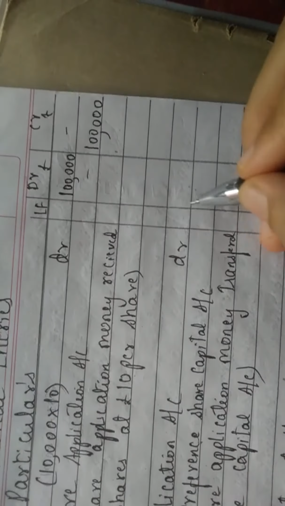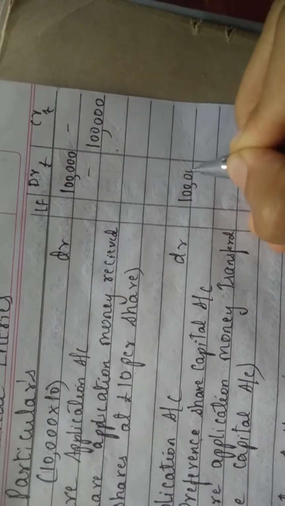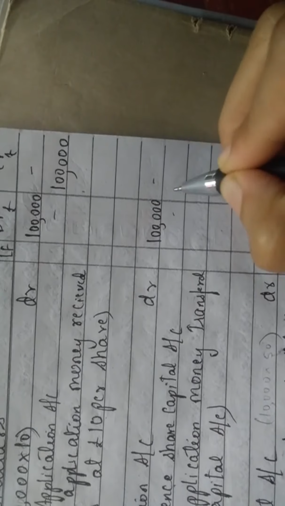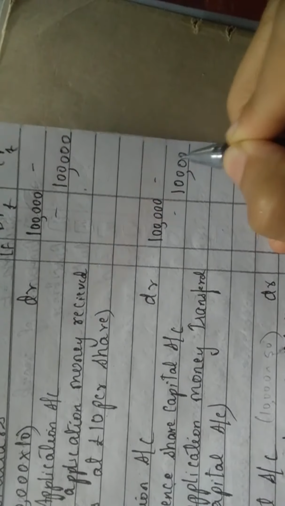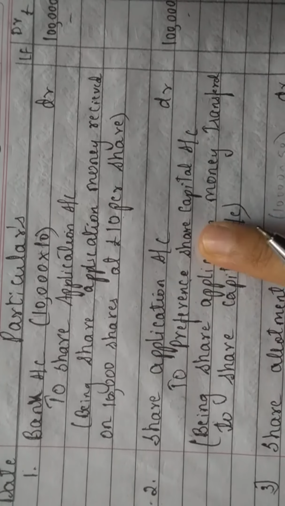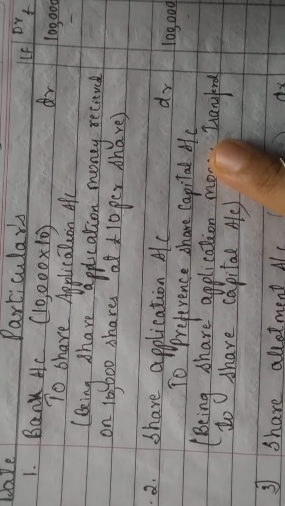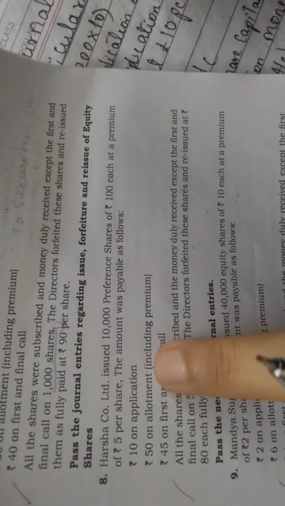Always the same. So share application money is transferred to this share capital account. The amount is the same, just copy and write 1 lakh. Okay, 2 entries are done, students: bank account debtor to share application account, and share application account debtor to preference share capital account. So you have finished the first step, the application entry. Now for allotment, rupees 50 on allotment including premium.